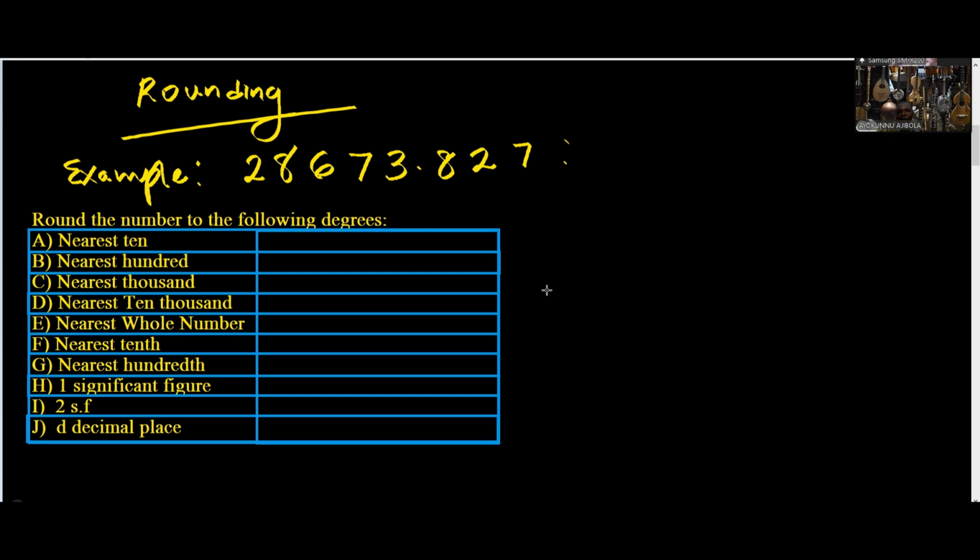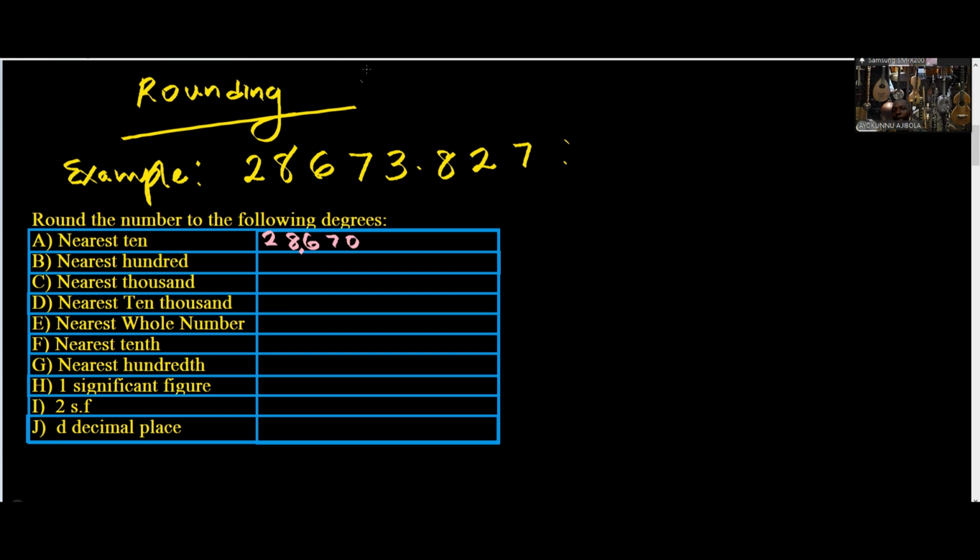So now the one that says to the nearest 10. If we're rounding to the nearest 10, this is 10, okay? There are seven tens, and the number behind it is less than 5, so it doesn't affect the 7. So when we're writing the number, we just write 2, 8, 6, 7, 0. So the number becomes 28,670. There is no need of the point since we're not going there.